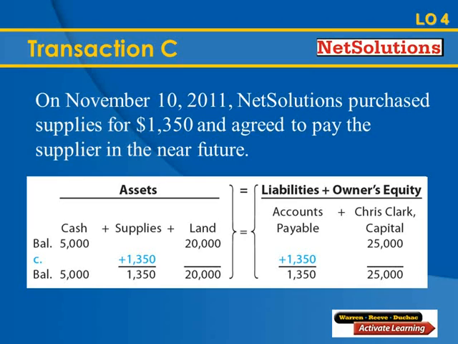This transaction causes the total assets of the business to increase by $1,350. At the same time, the liabilities of the business have increased by $1,350. This transaction has no effect upon the owner's equity because, although there has been an increase in business assets, there has been a corresponding increase in creditors' claims on assets.